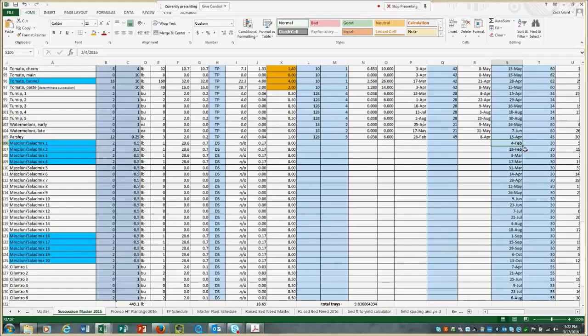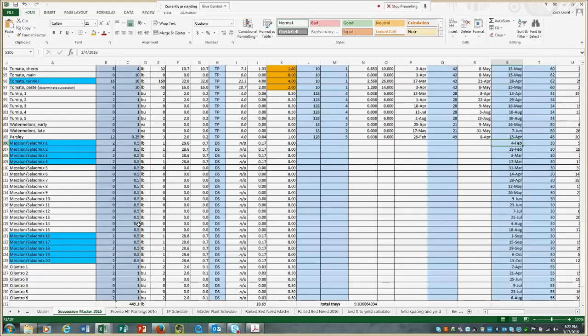But if you have a season extension structure like a mini hoop over your raised bed or a walk-in structure, you can plant a mesclun mix that early. So I just like to integrate those season extension planting dates with my outdoor planting dates. So I just have it in one nice uniform spreadsheet that I can later use to sort.